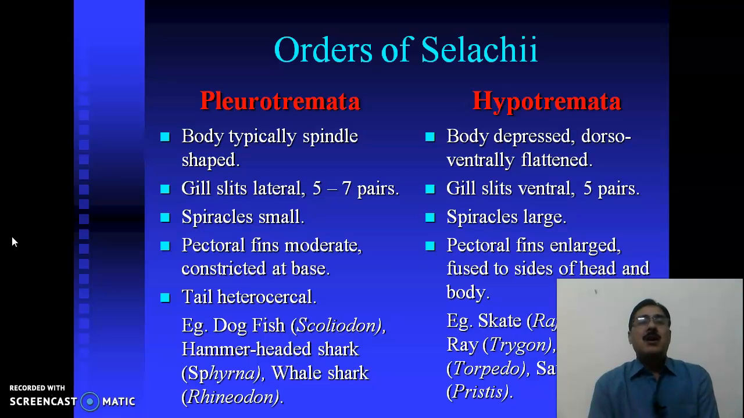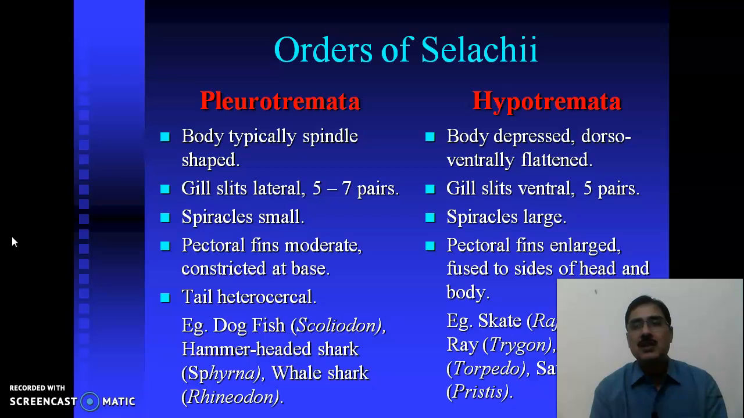The Pleurotremata has a spindle-shaped body, while Hypotremata has a compressed or depressed body which is dorso-ventrally flattened. The gill slits are lateral, 5 to 7 pairs, while in Hypotremata they are ventral in only 5 pairs. The spiracles are small in Pleurotremata, they are large in Hypotremata. The pectoral fins are moderate with constriction at base, while in the case of Hypotremata, they are large pectoral fins and generally fused with the sides of head and the body.